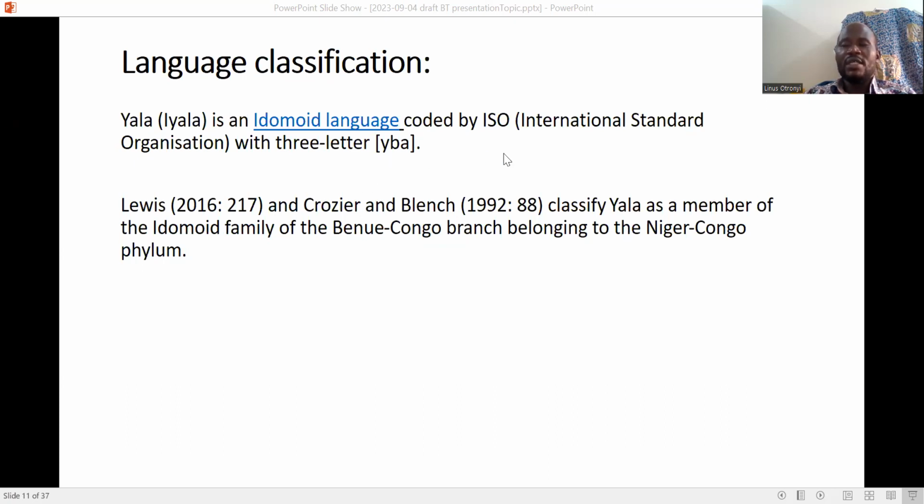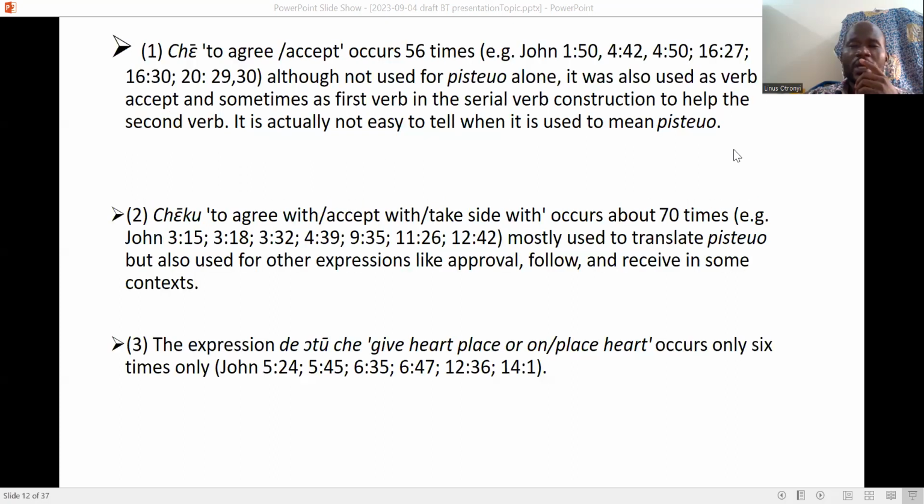Yala language is an Idomoid language, and according to Lewis and Crozier, is a member of the Benue-Congo branch belonging to the Niger-Congo phylum. The three expressions that were used to translate pisteo in Yala are as follows. 1, che, which is to agree, accept, which occurs 56 times.